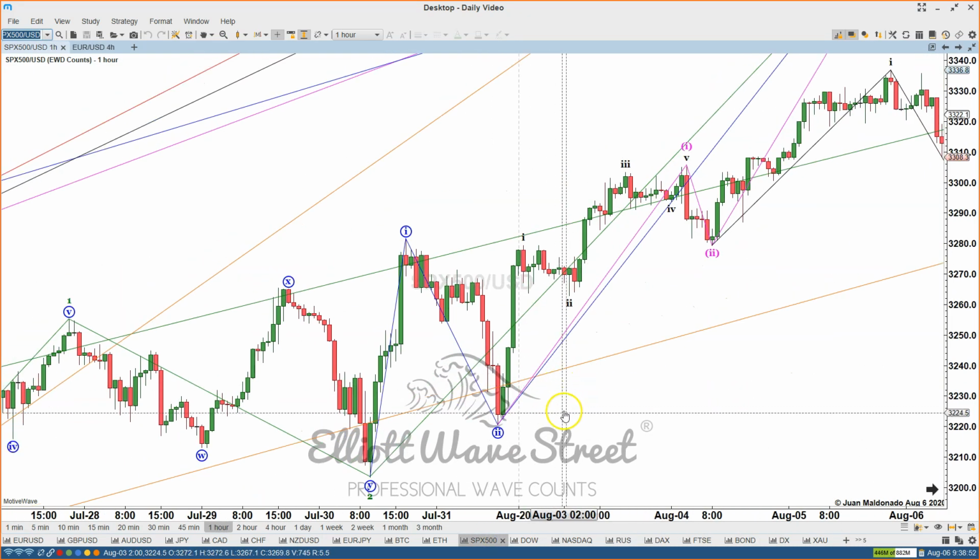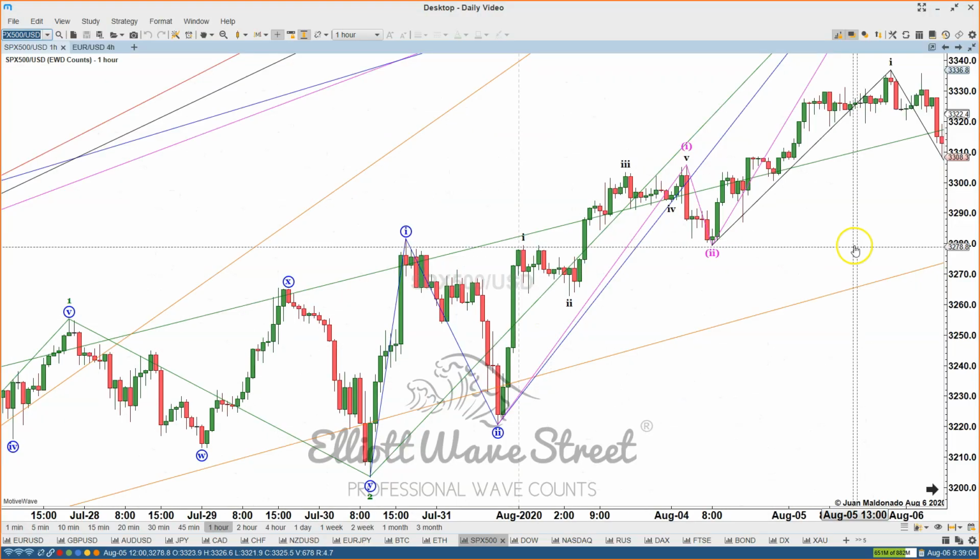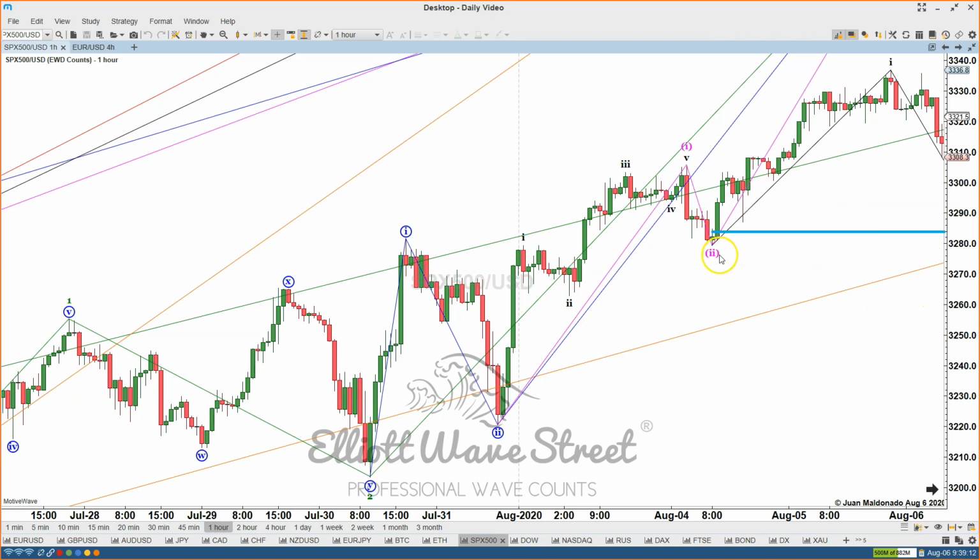Oh, the S&P, so great. Okay, so we were here, right, to recap the daily analysis. The wave 2 magenta. And here I took my buy trade at 3283. My stop loss 3278 below the low. Right? And look at this beautiful move.